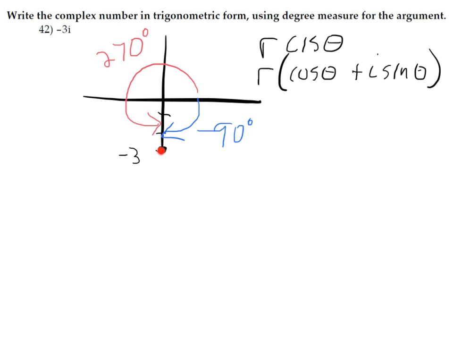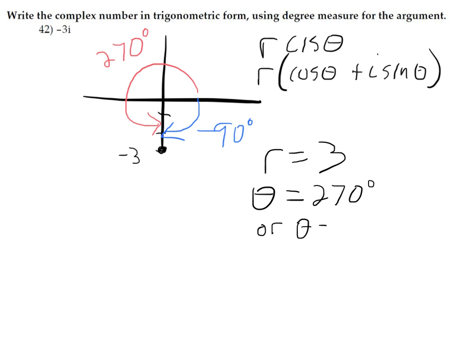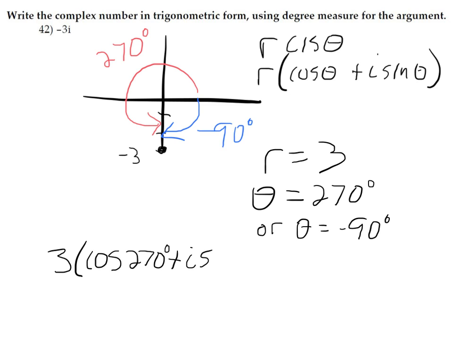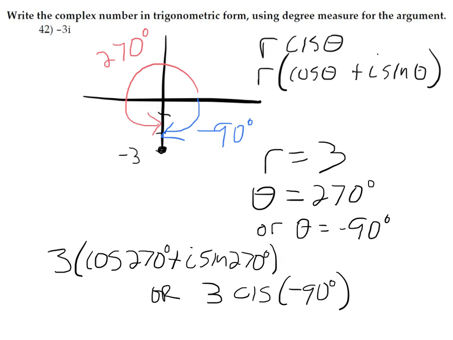In this case, it's this distance, it's 3. So we can see r equals 3. And theta could be 270 degrees, or could be -90 degrees, and that depends on how your book has defined this. So then we would write it 3 cosine of 270 degrees plus i sine of 270 degrees, or 3 cis -90 degrees. These are the 2 common books that I have used. These are the 2 different notations.